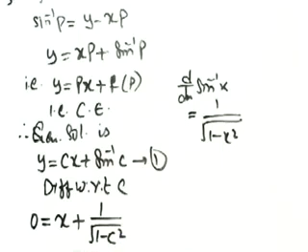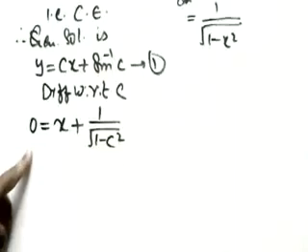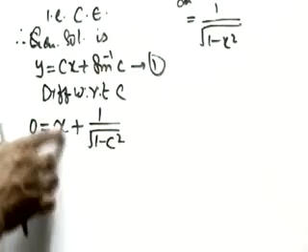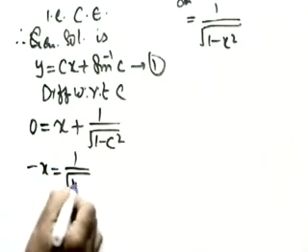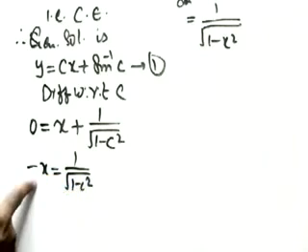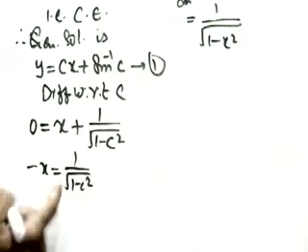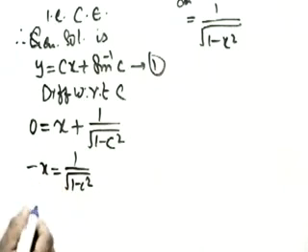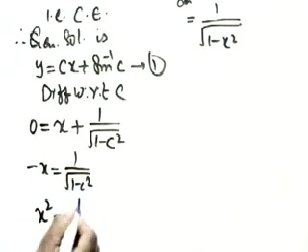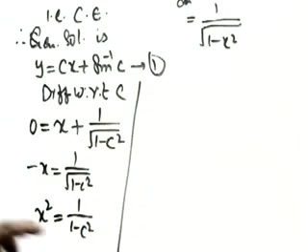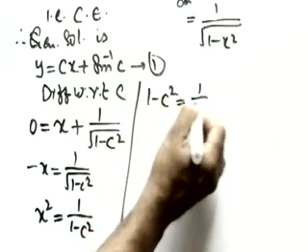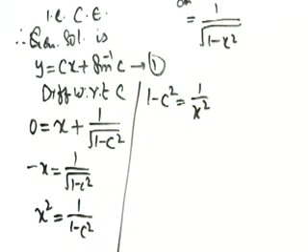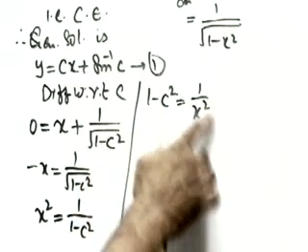square. Now let me do one thing. You bring 1 here. We have to find c from this. So bring this x here, it will be minus x equals 1 by under root of 1 minus c square. Now you square it, then the root will be gone. So if you square it, minus will become plus, x square equals 1 by 1 minus c square. Now if you bring this here and this here, it will be like this: 1 minus c square equals 1 by x square. Now you have to find c.